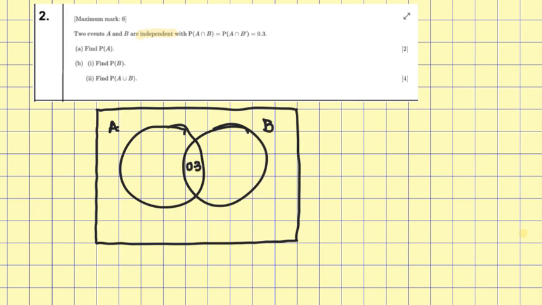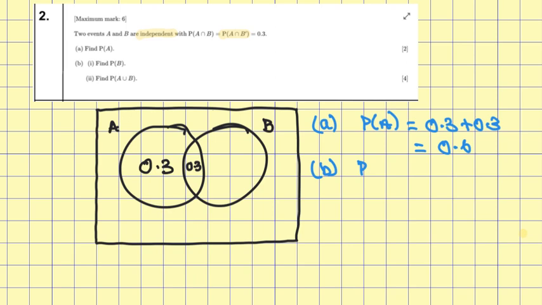We have to identify this section, the probability that A intersection not B. Well, this is this section here. So this also has a probability of 0.3. Part A, find the probability of A. Well, that's easy. The probability of A is the whole circle of A. So it is 0.3 plus 0.3, which is equal to 0.6.